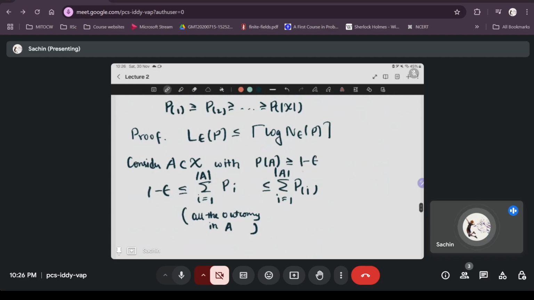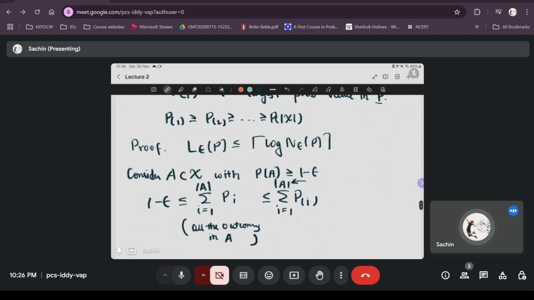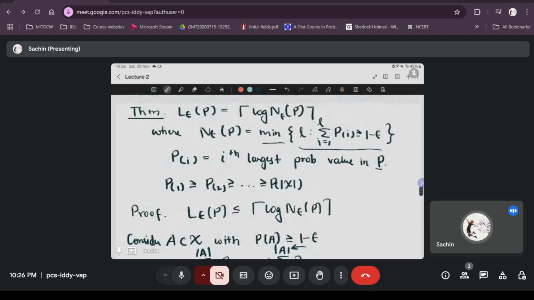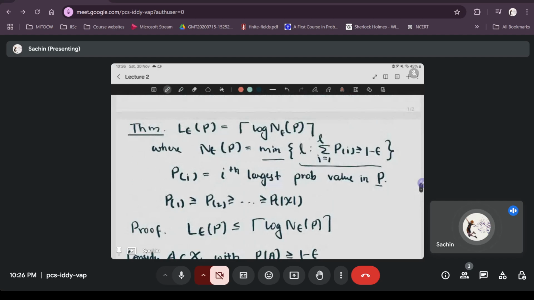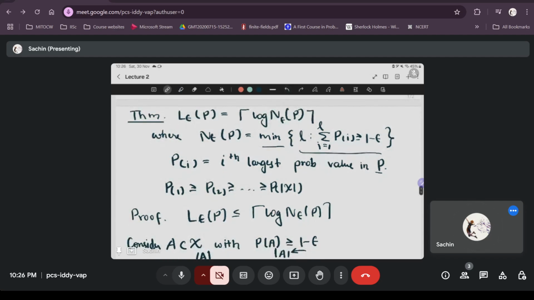So when I'm adding cardinality of A number of terms, and this set has probability greater than or equal to 1 minus epsilon, then the number of terms that I added here should be greater than or equal to n epsilon of p, right? Because this is the minimum number of terms I can add in this fashion, by taking terms in descending order.